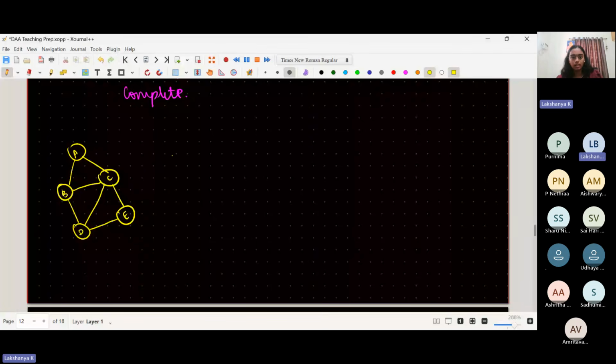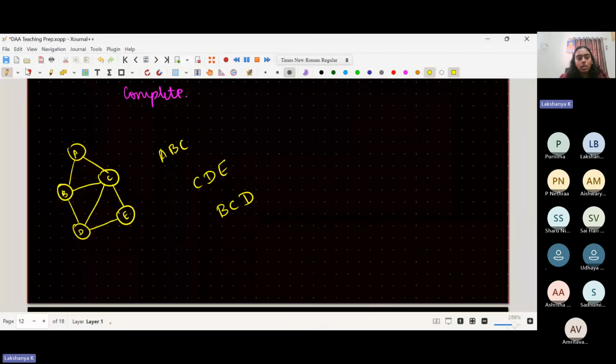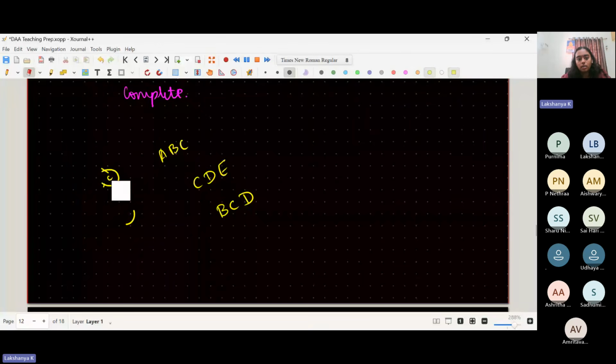Obviously, a singleton set works. Sorry? A, B, C. Yeah, A, B, C is one option. A, B, and C, every pair exists. Yeah, C, D, E. You can take B, C, D, I guess that's another option. So on and so forth. These are examples. So we know what a clique is right now.